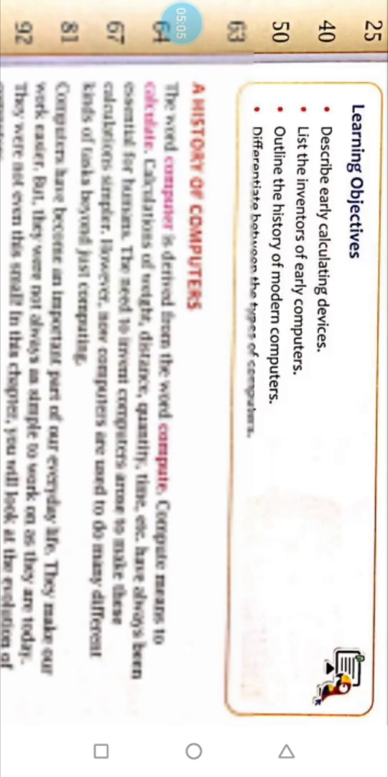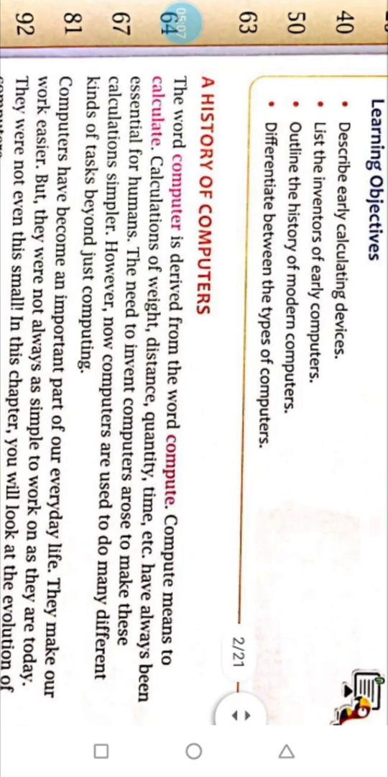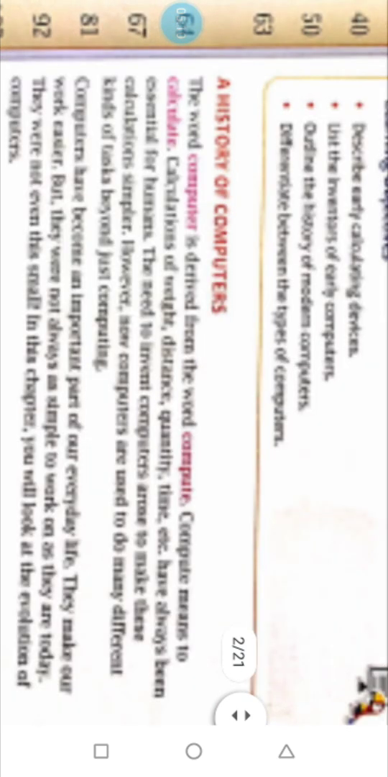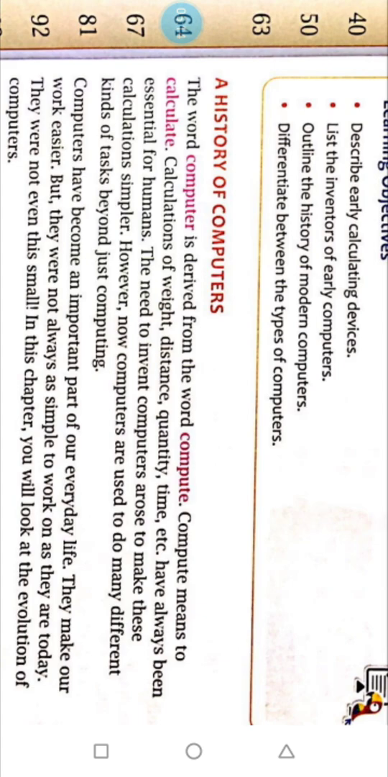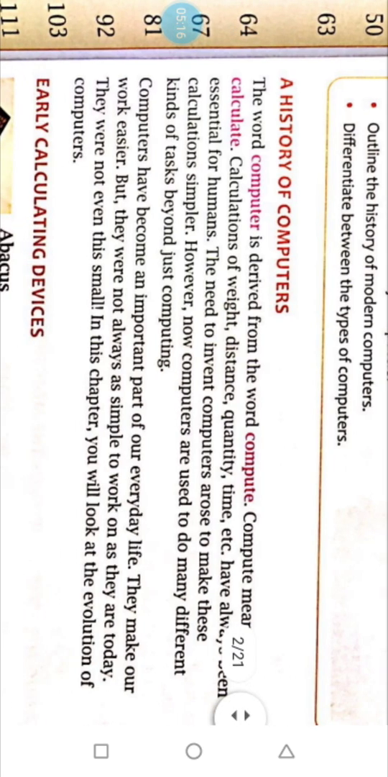The first topic, history of computer. The word computer is derived from the word compute. Compute means to calculate. Calculations of weight, distance, quantity, time, etc. have also been essential for humans. The need to invent computers arose to make these calculations simpler.